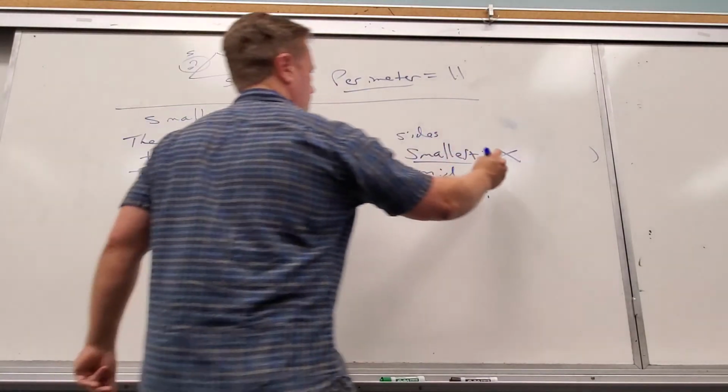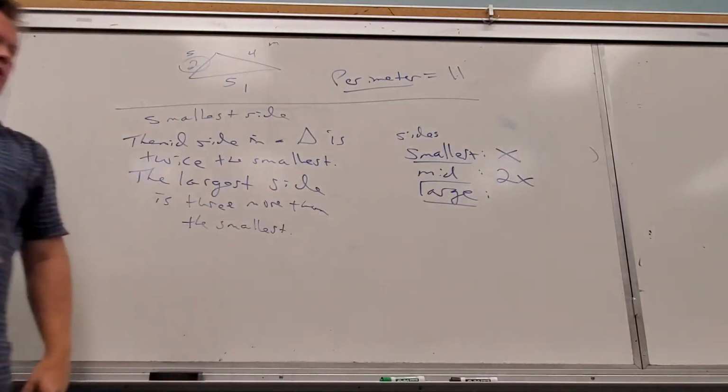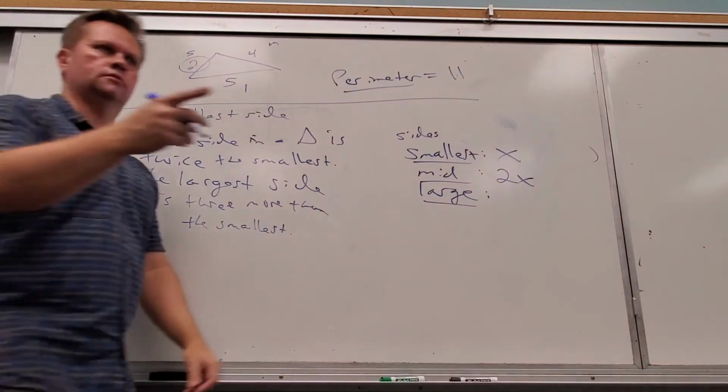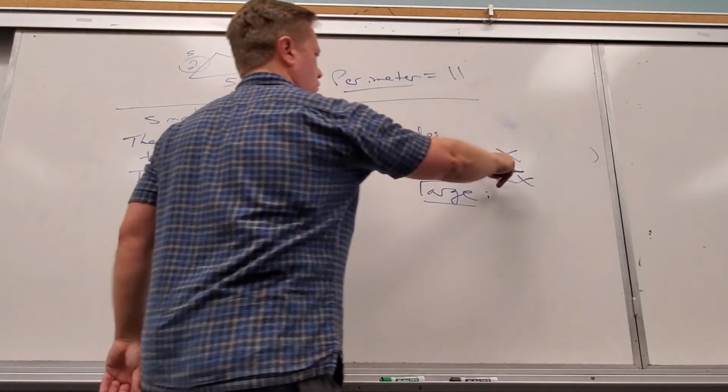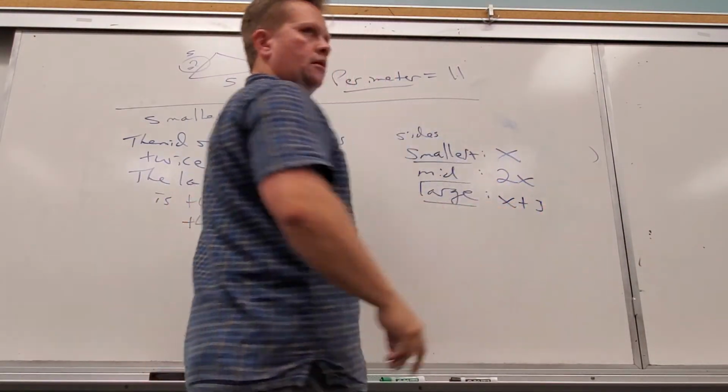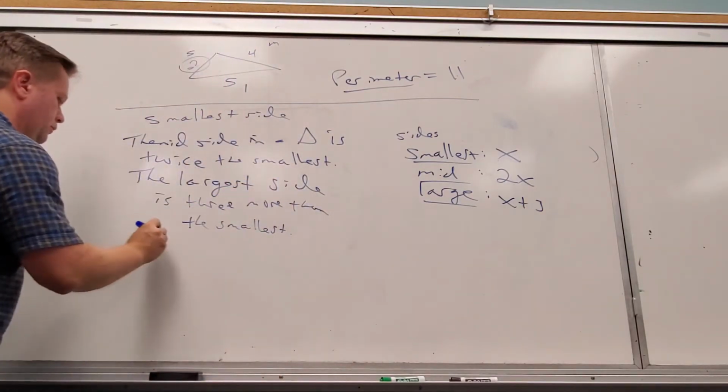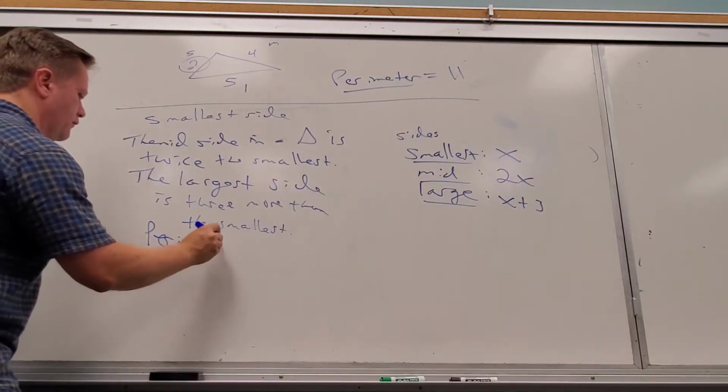Okay? And what's the largest side? Just X plus 3. Right? It's 3 more than the smallest. The smallest you call X, so this must be X plus 3. And now I'll say, we do know this. We know the perimeter is 11.